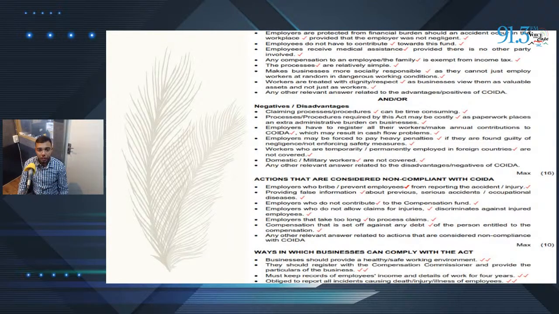The last question would then be ways in which business can comply with the Act. Business should provide a health and safety working environment. They should register with the Compensation Commissioner and provide particulars of the business. Must keep records of employees' income and details of work for 4 years, and then obliged to report all incidents causing death, injury, or illness of employees. So that is 4 there also. So what we did is we gave 4 bullets under each heading.